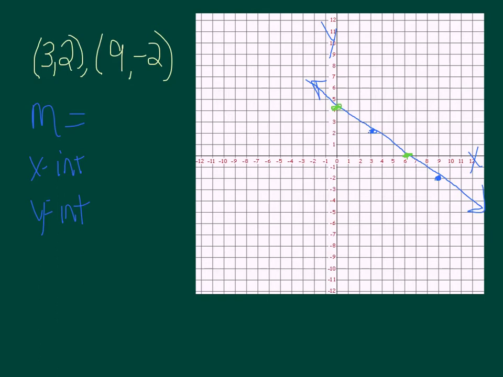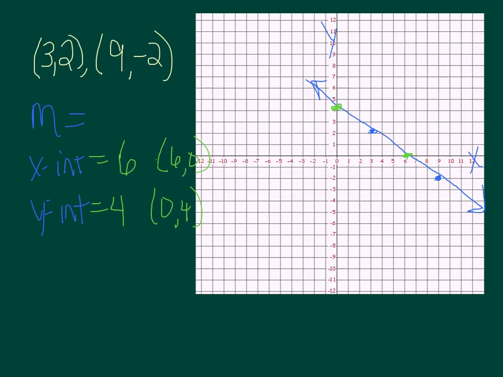My y-intercept is this one here, and it's crossing at 4, which would be 0, 4. Again, for the y-intercept, x is 0. My x-intercept crossed at 6, which would be 6, 0.